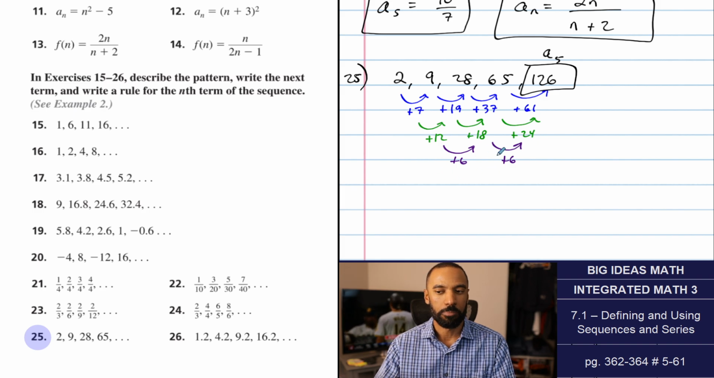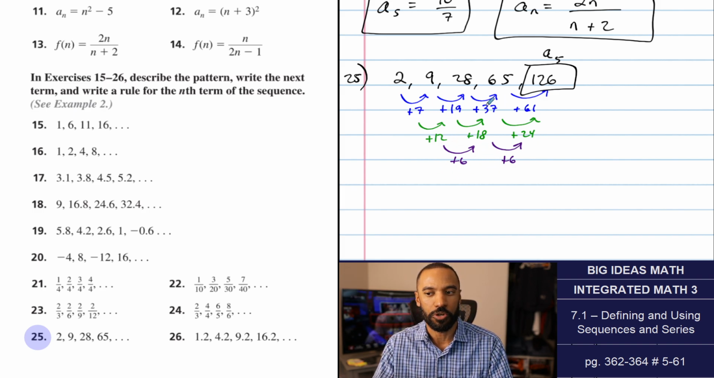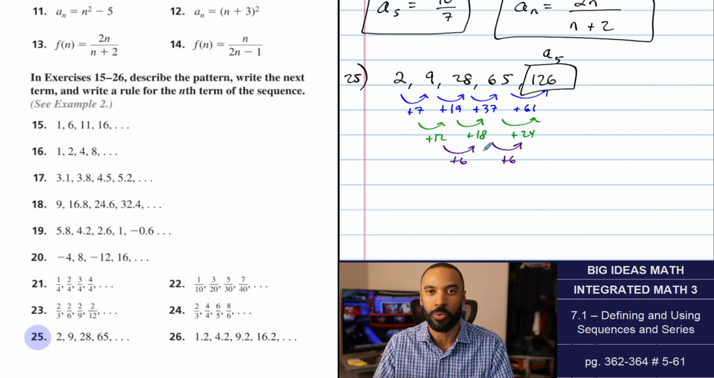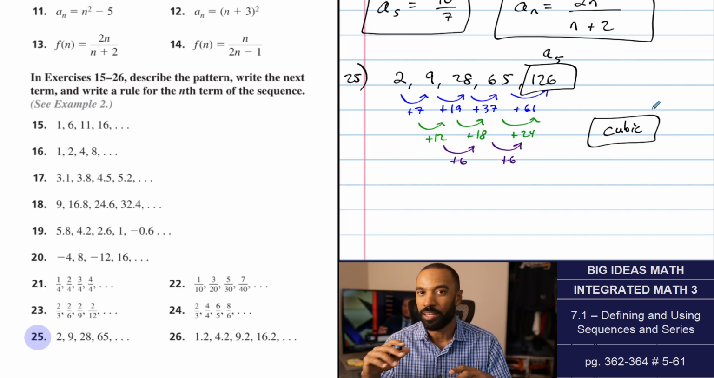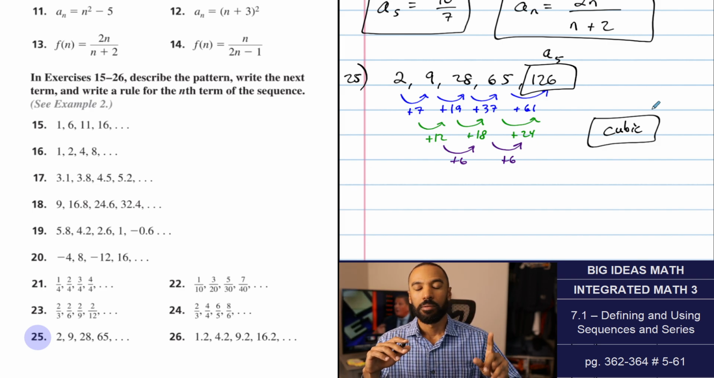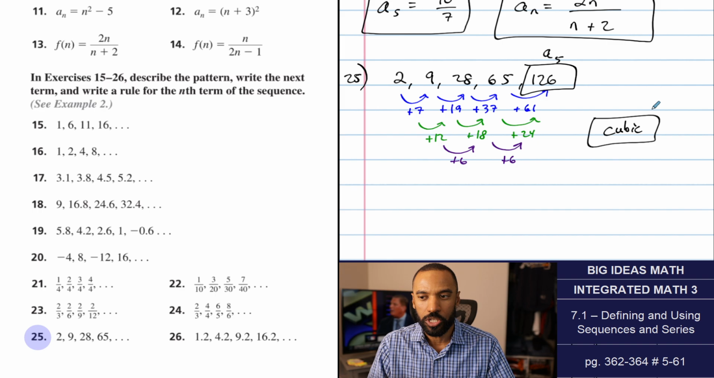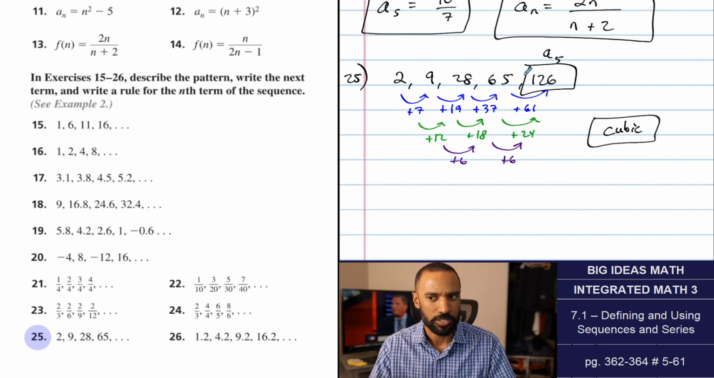So the reason I wanted to bring this up was to show if your third difference is constant, then you have a cubic. Now, we hadn't been mentioning what these other ones were before, but I'm going to call out this very specifically as a cubic type. Mr. Robinson, 1 cubed is 1, 2 cubed is 8, 3 cubed is 27. These are not the cubics here.